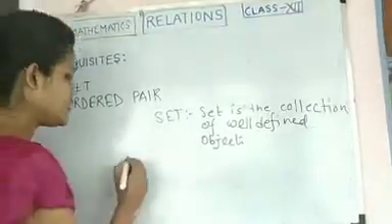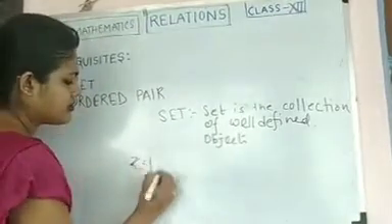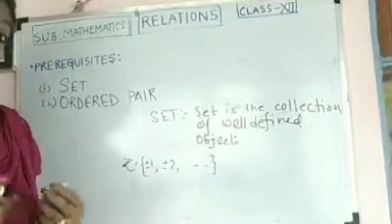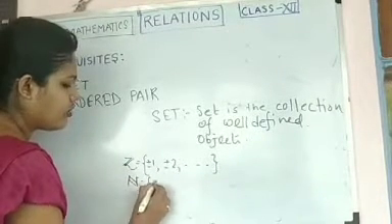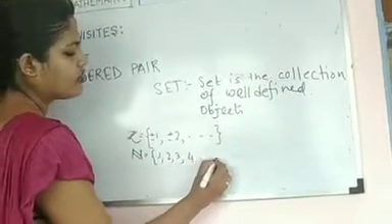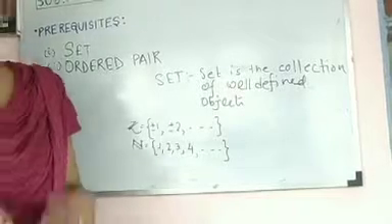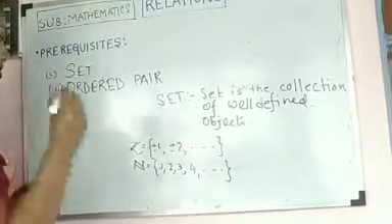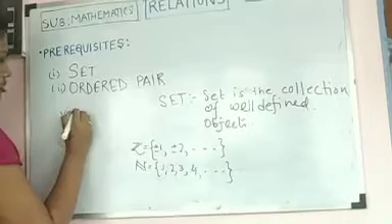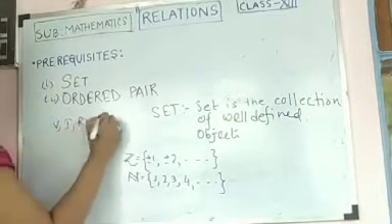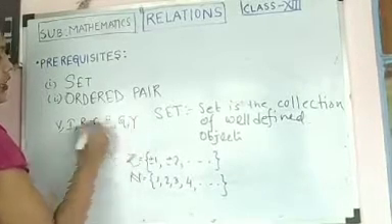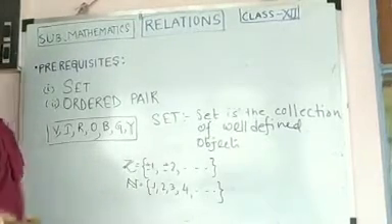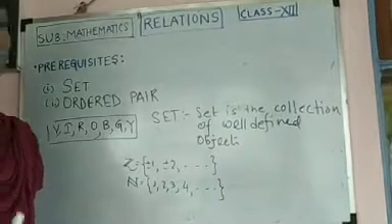Suppose the set of all integers. The set of all integers is denoted by Z: plus minus 1, plus minus 2, and so on. The set of all natural numbers is 1, 2, 3, 4, and so on. The set of rainbow colors: as all of you know, there are a total of 7 colors: violet, indigo, blue, green, yellow, orange and red. The set of all real numbers. These are all sets, universally true.